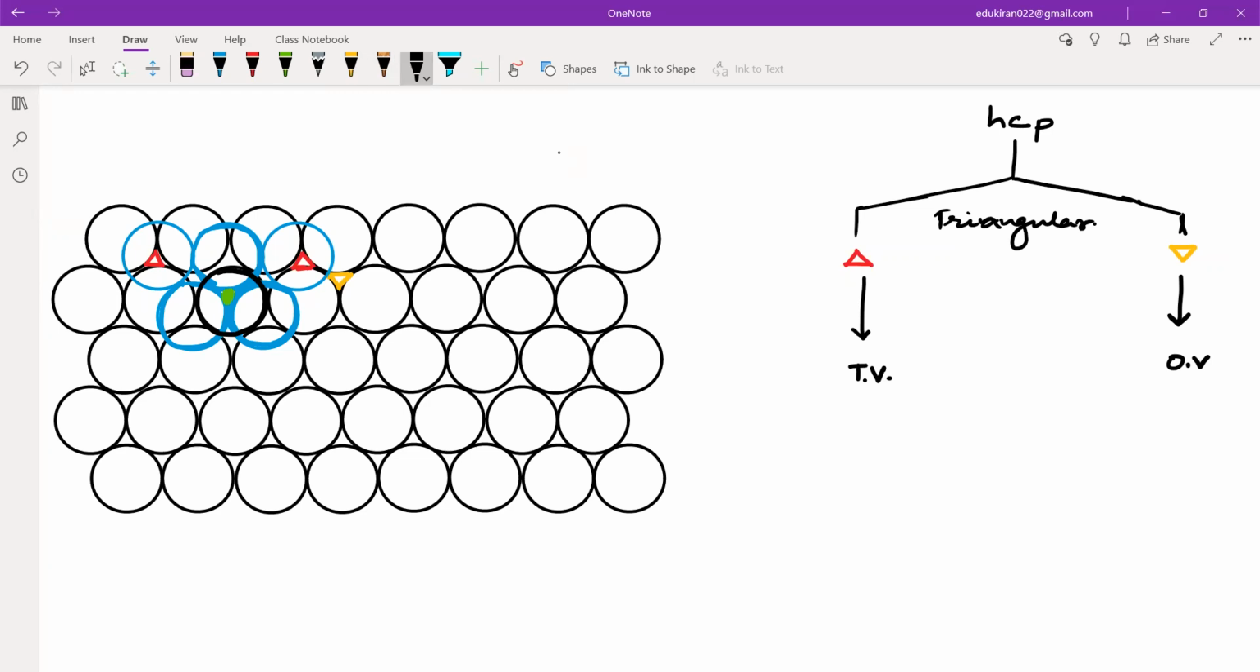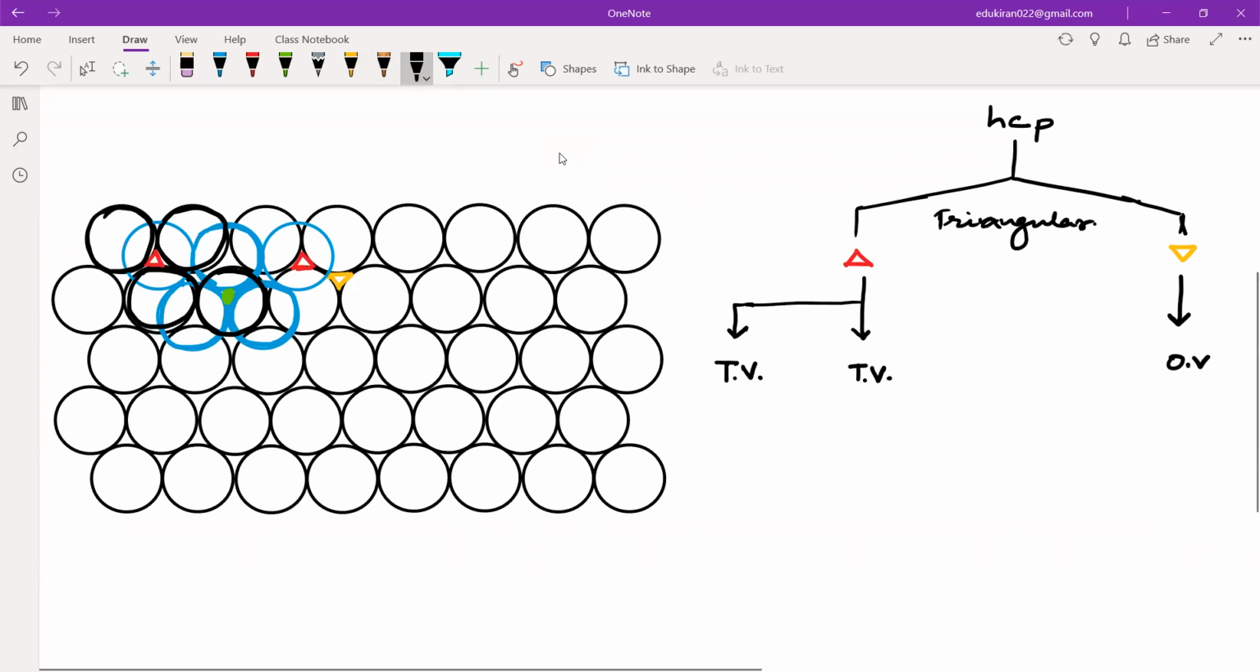That means we have two kinds of tetrahedral voids, and I need to name them properly. Now, how will I name it? See, the first tetrahedral void has 4 atoms. We have 3 black atoms and 1 blue atom, correct?